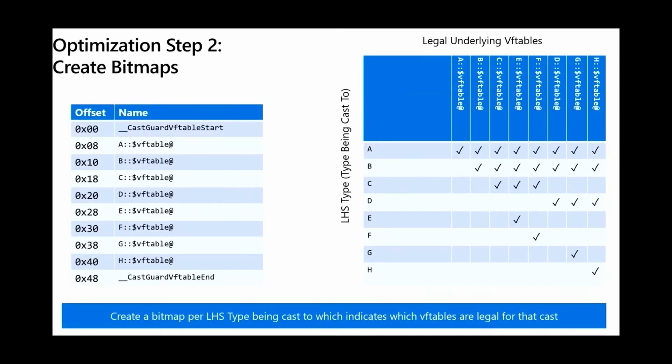And then we're going to create some bitmaps. This is the same diagram that I had before. On the left-hand side of the diagram is the type that you're casting to, and then you get a check mark for any vtable that's allowed for that type. And on the left-hand side of the slide, I have the order that these different vtables are laid out: A, B, C, D, E, F, G, H. That's the order that we decided to lay the vtables out in.